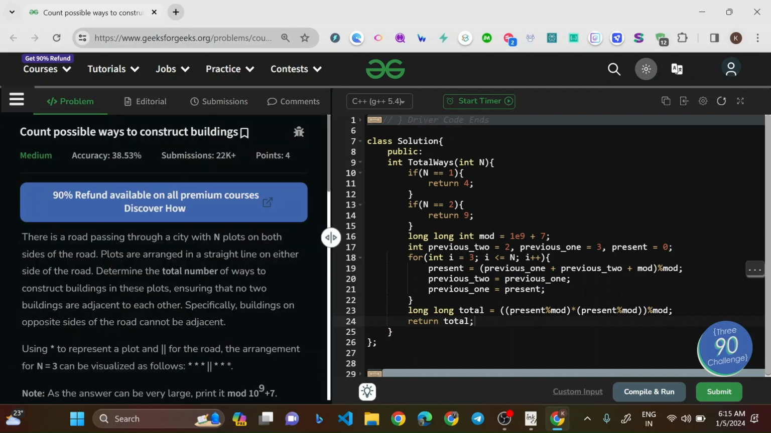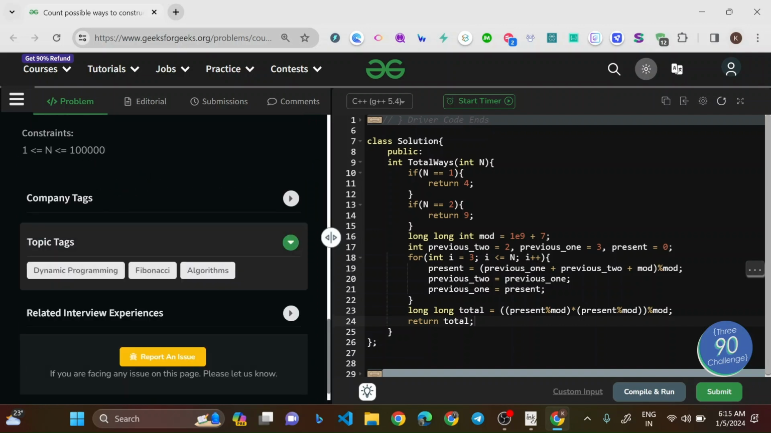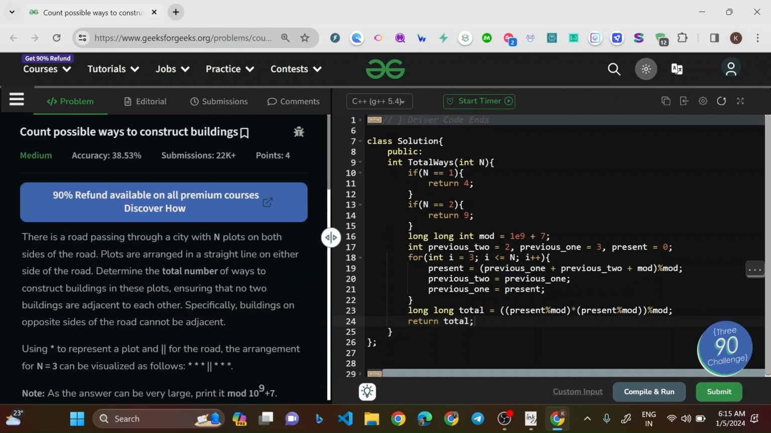The same code I put in C++, Java, Python as well. Go through them, I put them in the description. I hope you people have understood. Very good question relating to Fibonacci. I was really not able to figure out it is Fibonacci until I saw Fibonacci in the topic tags. That's the reason it's very important to go through each and every segment of the question that has been given.